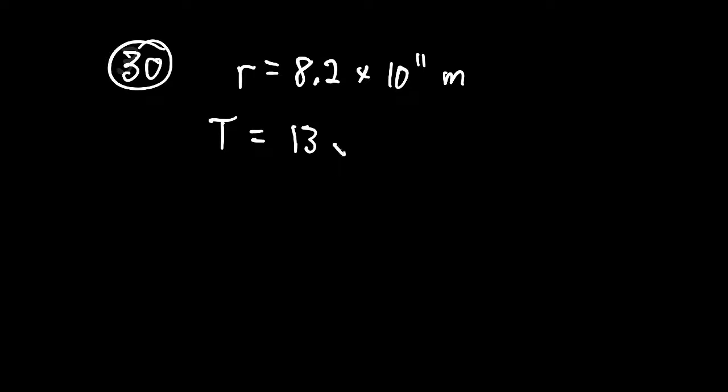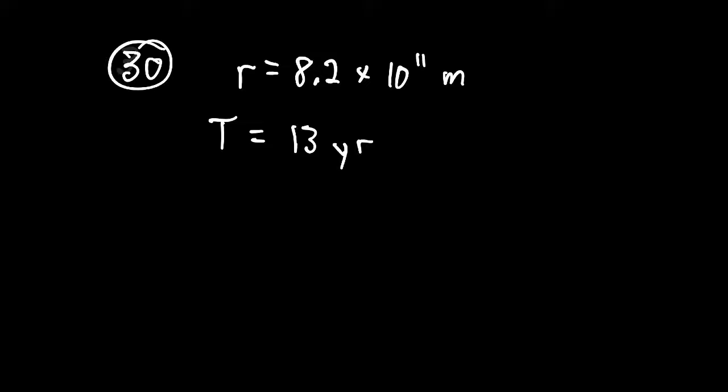So they gave us for number 30 a radius that's equal to 8.2 times 10 to the 11 meters. And they told us that the period is equal to 13 years. What's probably the first thing that you want to do with these numbers? Make sure that they're in SI. Is the first one in SI units? Yep. Second one, is that SI units? No.